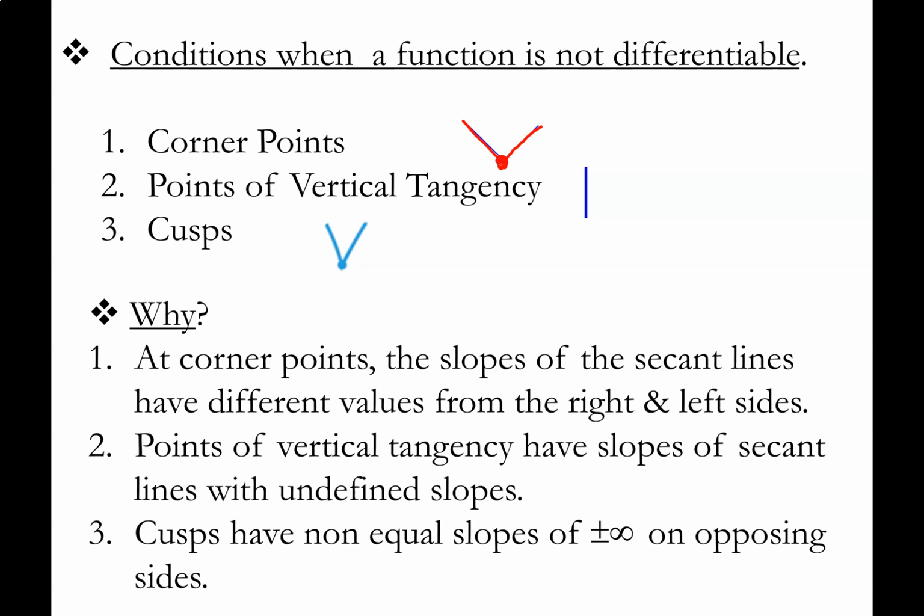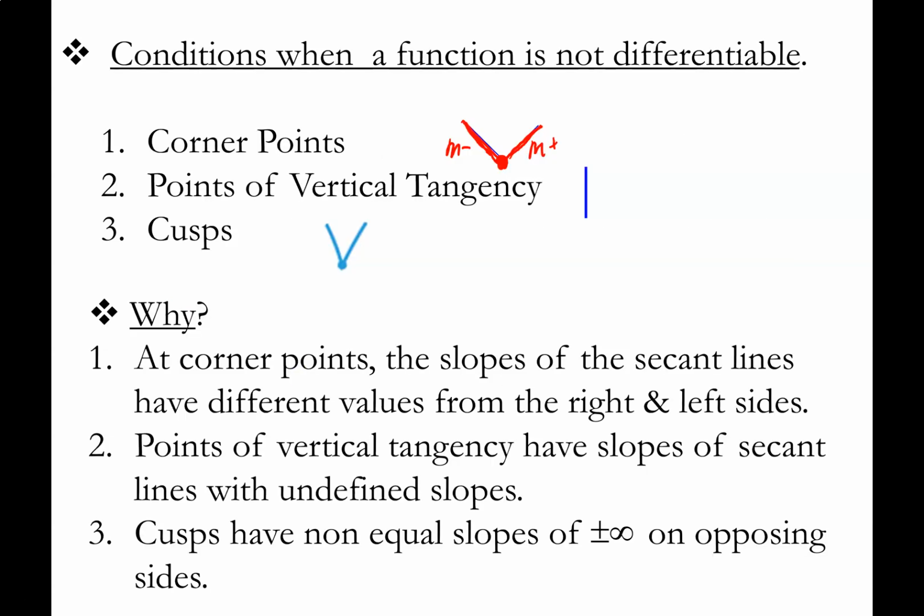This is a corner point right there. That's where I have two straight lines, and they intersect. This one has a negative slope. This one has a positive slope, and they're not equal. So let's go a little bit more in depth on this.